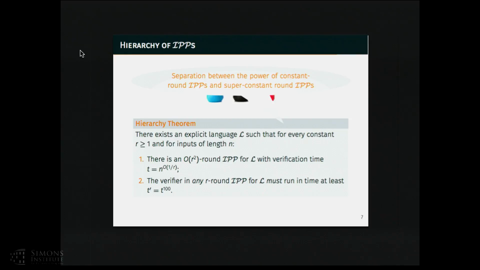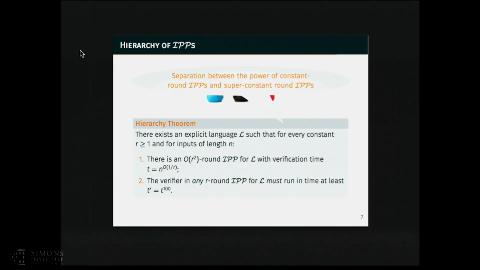And also, what actually happens here is that the constraint that the round complexity has to be constant only applies to the lower bound. So in a sense, in the upper bound, we can use a logarithmic number of rounds. In this way, we can get sub-exponential separation between the power of constant round IPPs and super constant round IPPs.